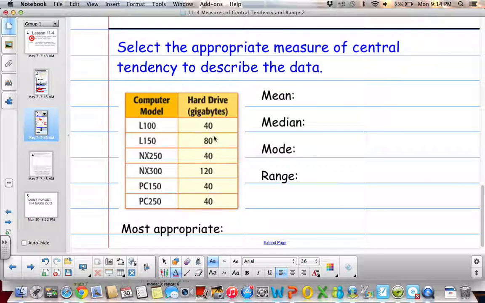So the mean, you would add them all up and divide by 6. So the mean we get is 60. The median is 40. The mode, you should have gotten 40 as well.